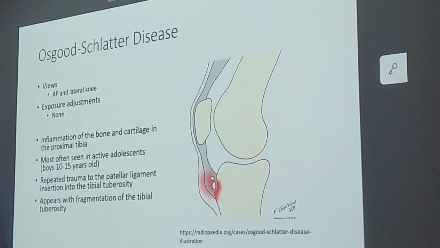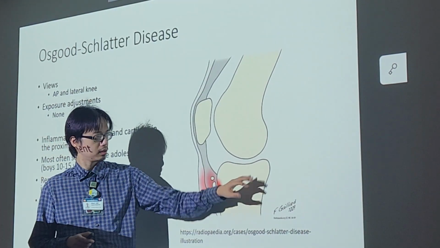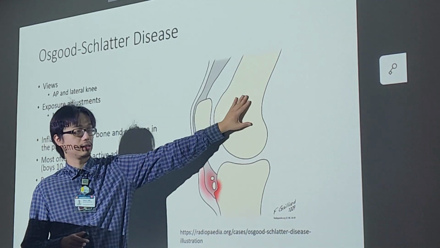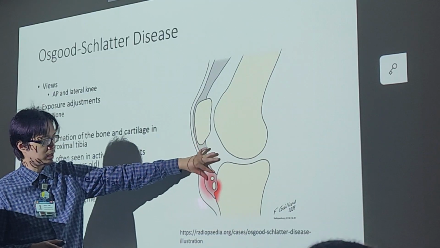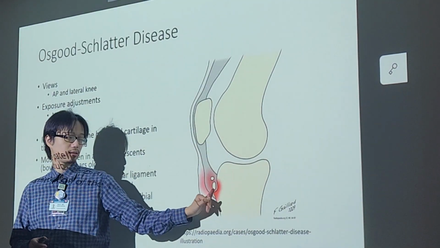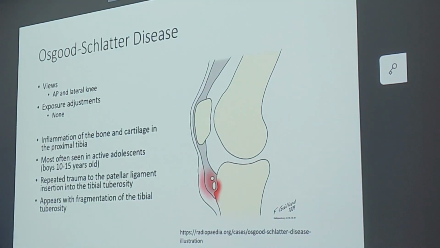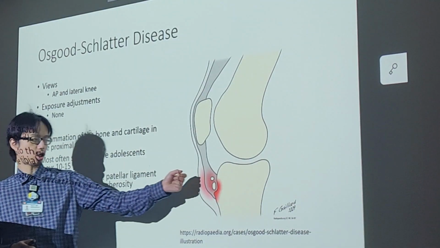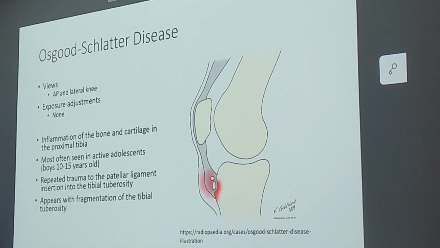So this is the one dealing with that tibial tuberosity we talked about at the beginning. So this is a lateral view of the leg. This is your proximal tibia. This is your distal femur. This is the patella. Here you've got a ligament that connects to the tibial tuberosity. However, in this case, what happens is that there's constant trauma to this region, constant pressure.